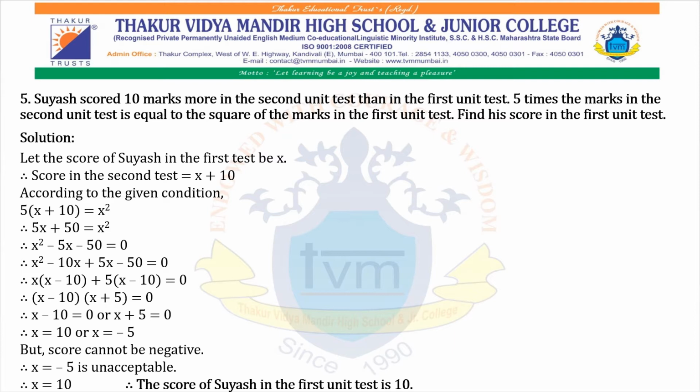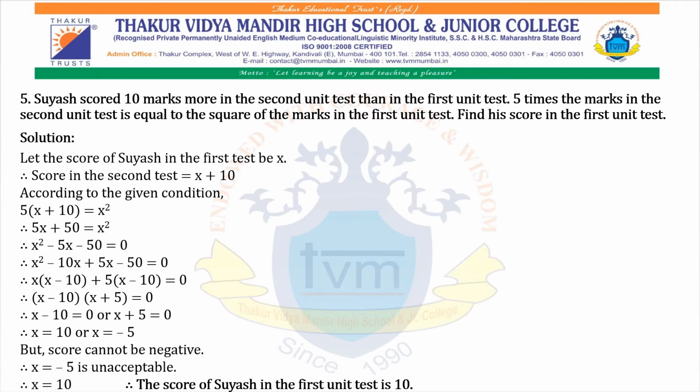Therefore, 5x plus 50 is equal to x square. Therefore, x square minus 5x minus 50 is equal to 0. Therefore, x square minus 10x plus 5x minus 50 is equal to 0. Therefore, x(x minus 10) plus 5(x minus 10) is equal to 0. Therefore, (x minus 10)(x plus 5) is equal to 0. Therefore, x is equal to 10 or x is equal to minus 5.